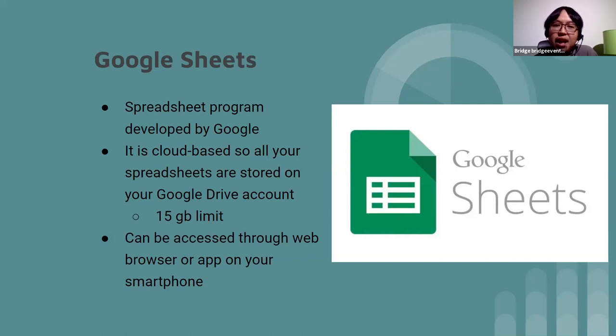And Google Sheets can be accessed through the web browser or on an app on your smartphone or tablet. So if you have an iPhone or an iPad, you can go to the Apple App Store and download Google Sheets. If you have an Android device, you can go to the Google Play Store and download Google Sheets. And then you can view Google Sheets. You can make minor edits in the app, but you might lose some features versus the web browser version. And I will go over how to access Google Sheets on the web browser today.